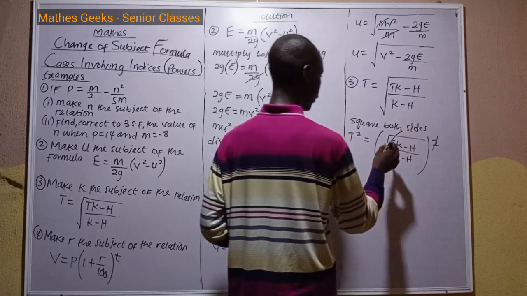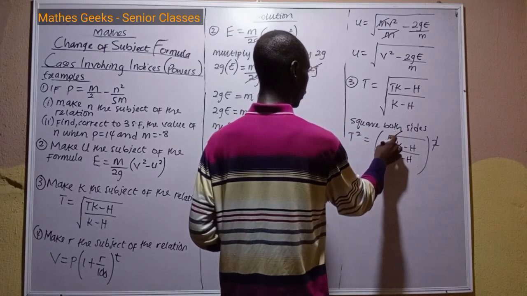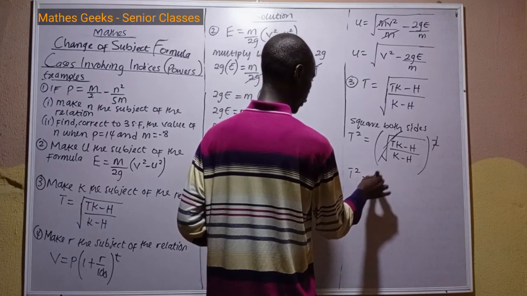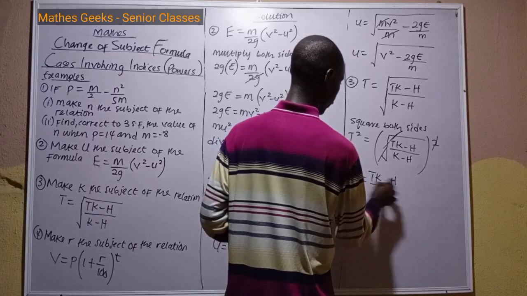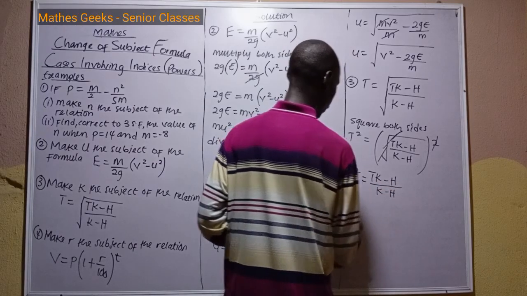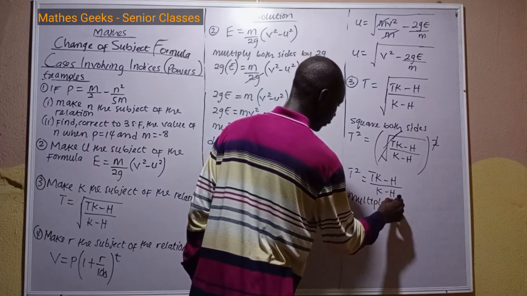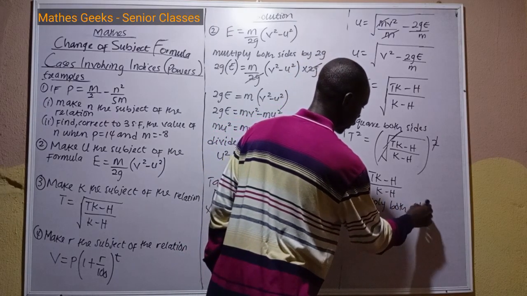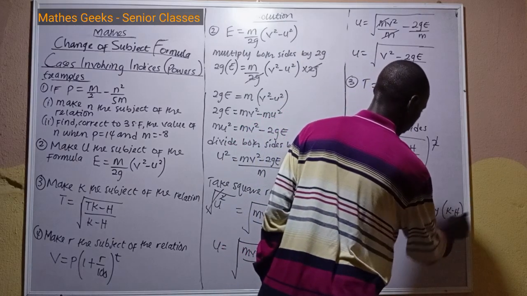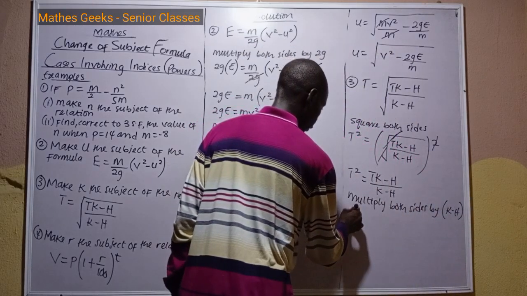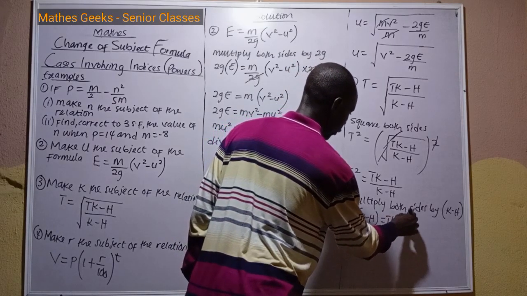So we have to cancel this. T squared is equal to TK minus H over K minus H. So multiply both sides by K minus H. So we do that, we start with T squared (K minus H) equals TK minus H.